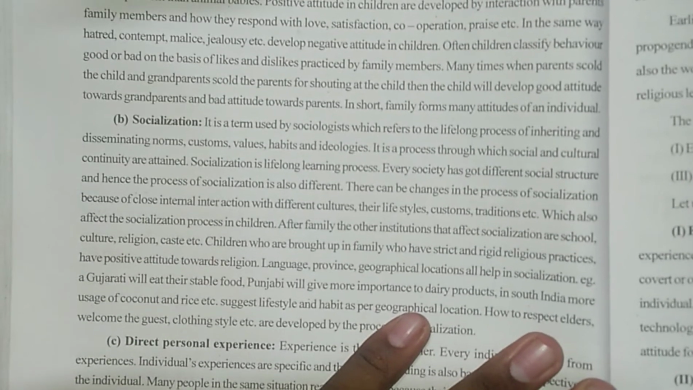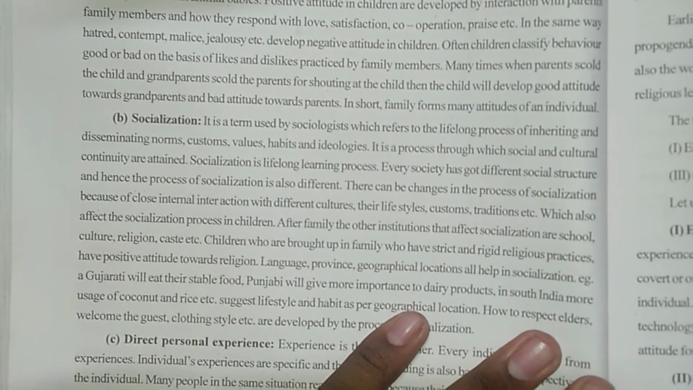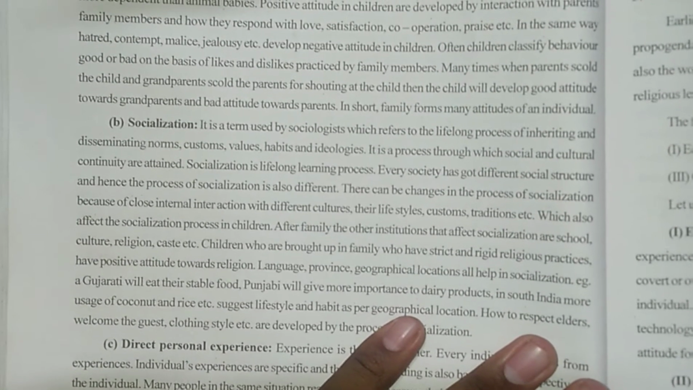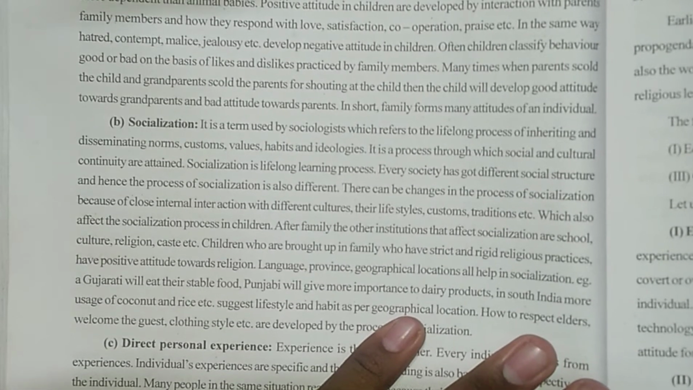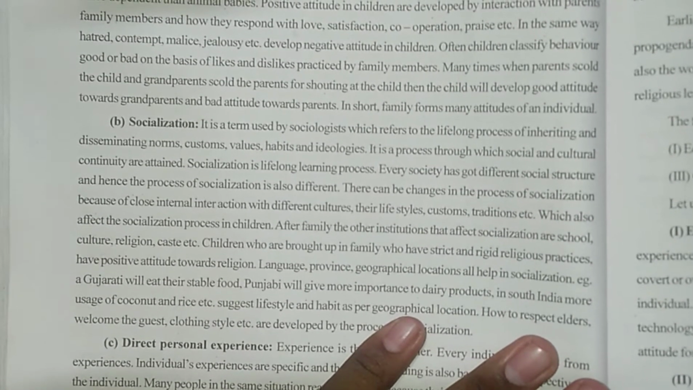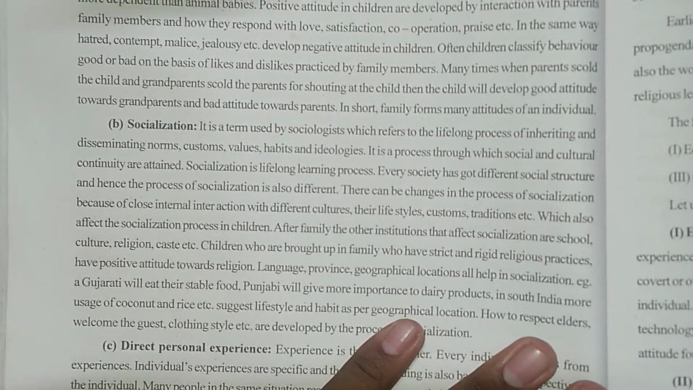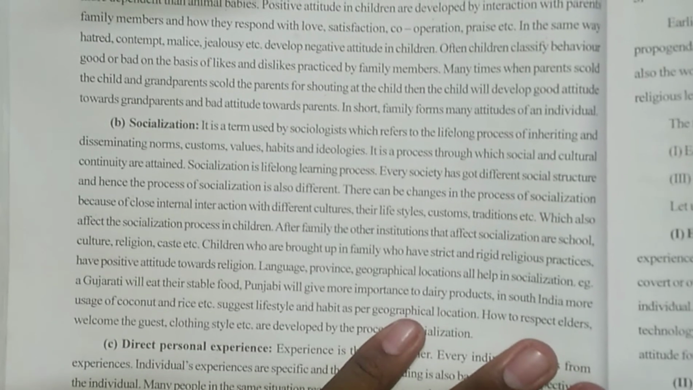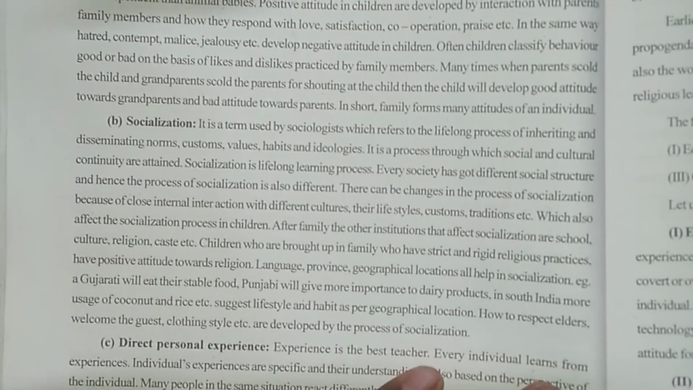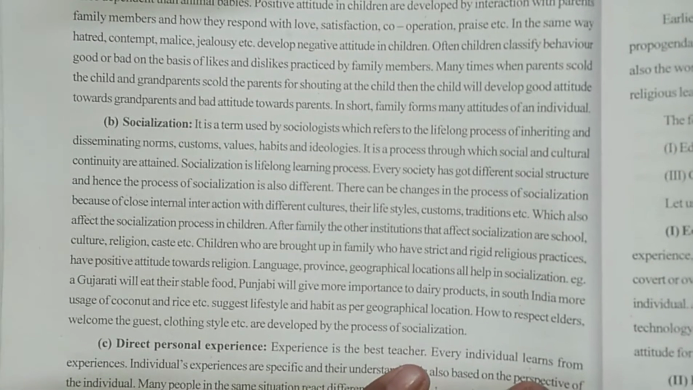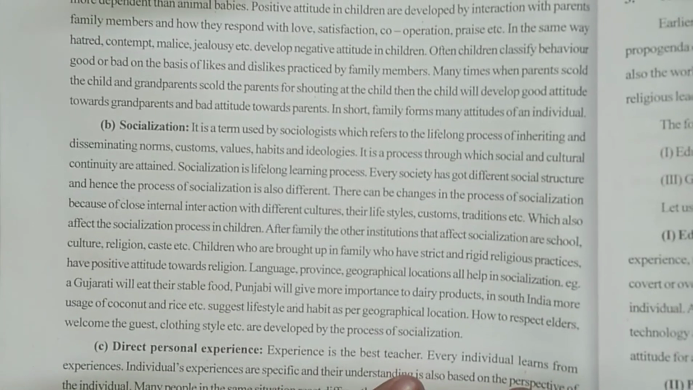Every society has a different social structure, and hence the process of socialization is also different. There can be changes in the process of socialization because of close internal interaction with different cultures. Lifestyles, customs, traditions, etc. also affect the socialization process in children. After the family, the other institutions that affect socialization are the school, culture, religion, caste, etc. Children who are brought up in a family with strict and rigid religious practices have a positive attitude towards religion. Language, provision, and geographical location all help in socialization.